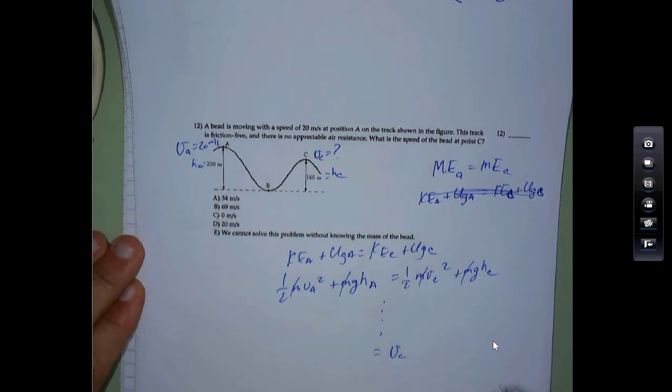Okay, so remember, gravitational potential energy is mgh. Or sometimes maybe you've seen it written as mgy.